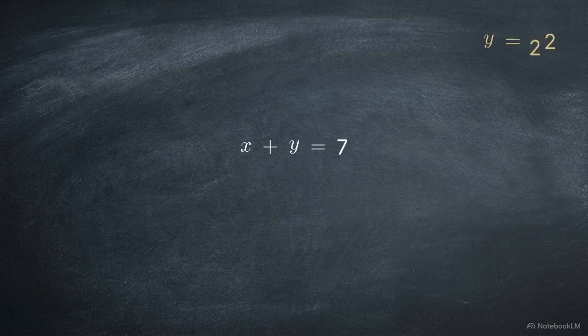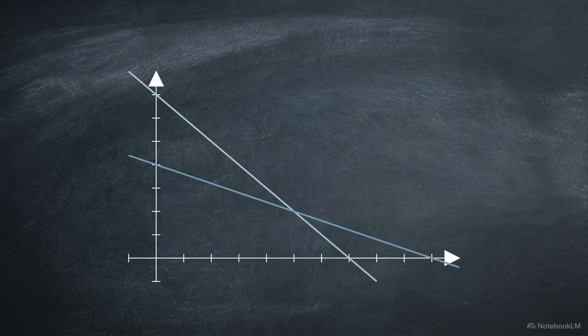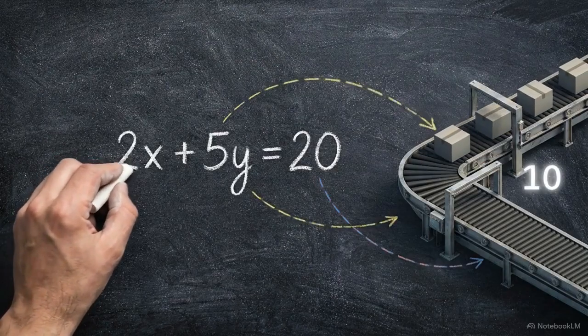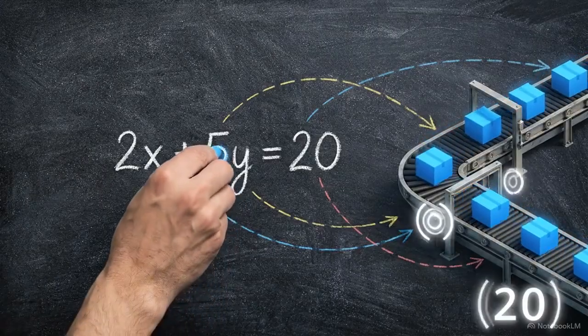Plugging that back into our first constraint reveals that x equals 5. We now lock in the final vertex. Point B sits precisely at the coordinates 5, 2. The moment those algebraic equations intersect on paper, they dictate the precise geometric limits of the real-world system.